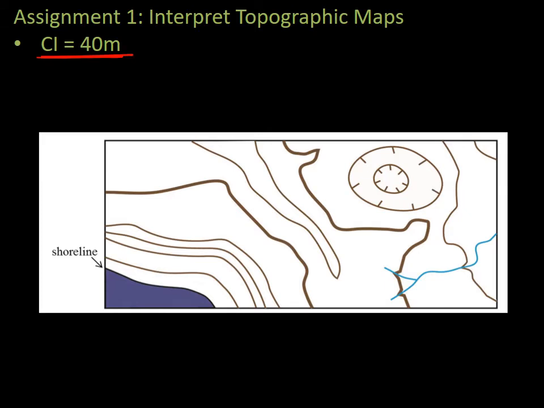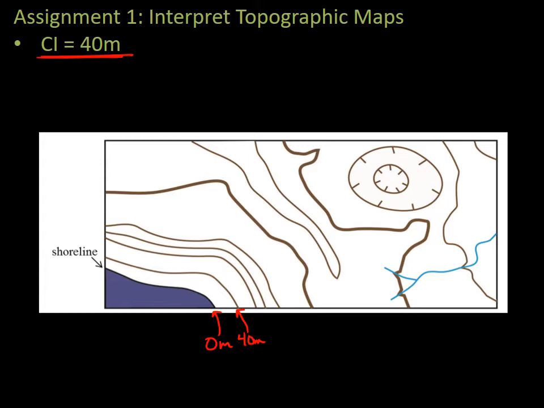So this one, the shoreline, which is at sea level, is therefore 0 meters. And I'll do the first one for you. The one next to it, in the uphill direction, must be 40 meters. Your job is to label the elevation of all of the other lines using the properties of topo maps that we've discussed. I'll give you a few hints.